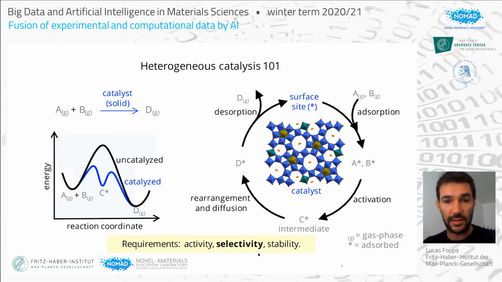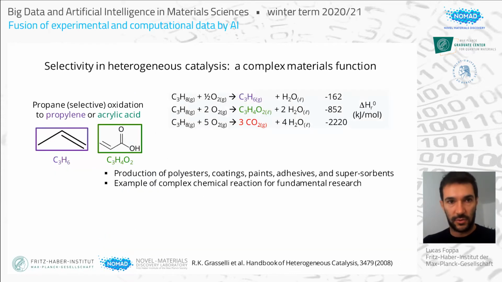So let's dive into this selectivity issue, and we are going to discuss this in the context of a specific reaction that will serve for the illustration of these AI approaches later. So this reaction we are going to discuss here is the propane oxidation. So propane is this first molecule here. It's an alkane. This molecule is very abundant, and we would like to transform it to something else, because there's not much we can do with this molecule the way it is. So we would like to transform this, for instance, into propylene, which is this molecule here, or to acrylic acid, which is this molecule here.